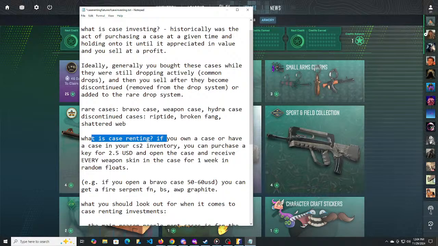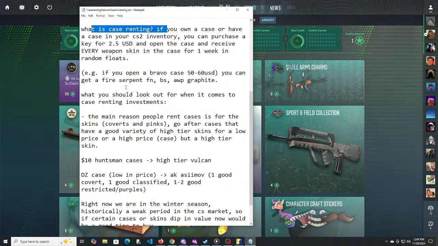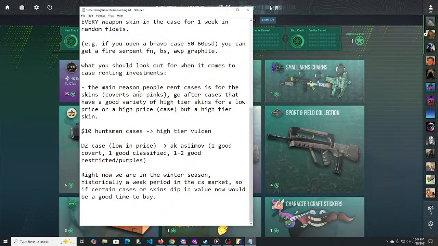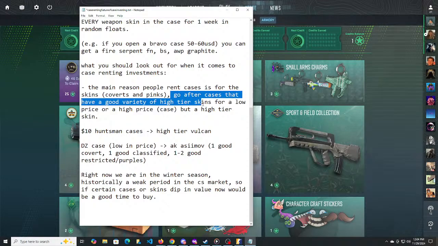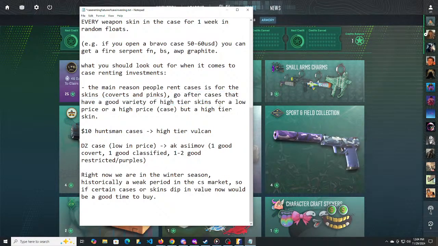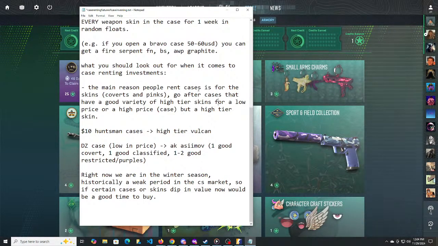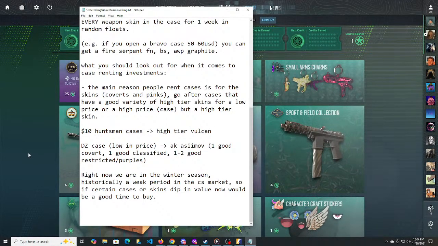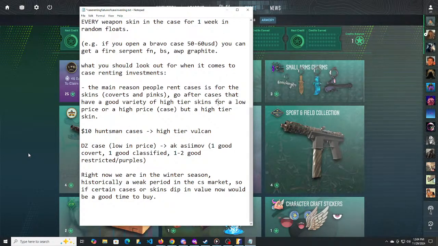If you're trying to rent skins, go after those types of cases. Go after cases that have good variety in the tiers of skins. Go after cases that have really good coverts and rare special items, because the people that open it for the rare special items are going to continue opening it, and the people that are going to rent are going to start renting it.